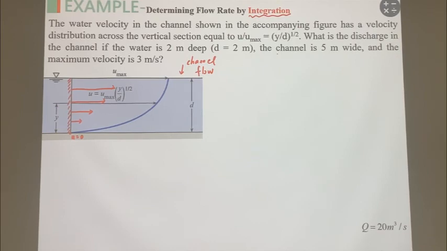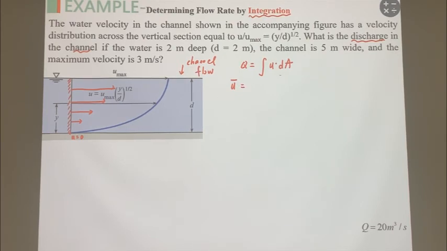Okay, so the question is: what is the discharge in the channel flow? So we need to find the Q value, right? We know that Q can be calculated as the integral of the velocity U multiplied by dA, right? And here I don't use the dot, because the flow direction is always parallel to the normal vector of the cross-section area, right?